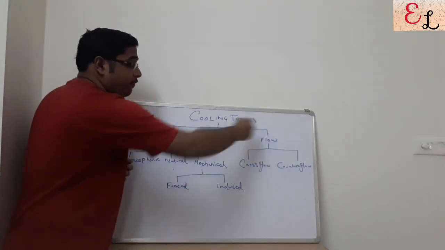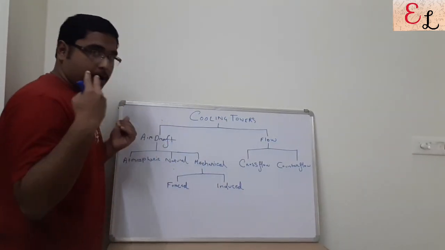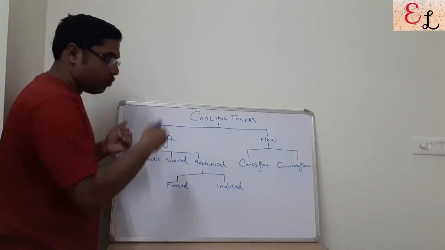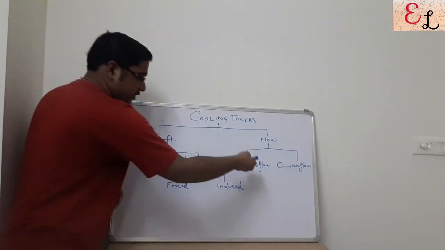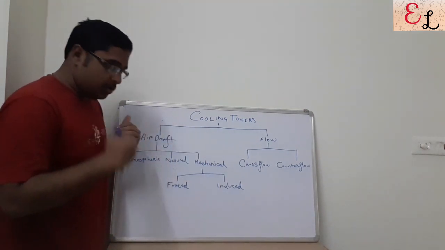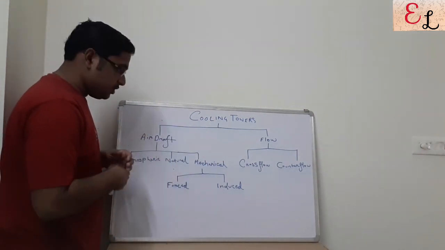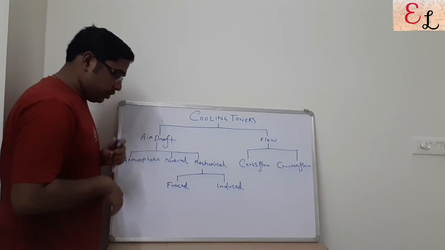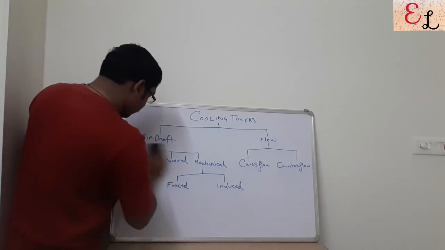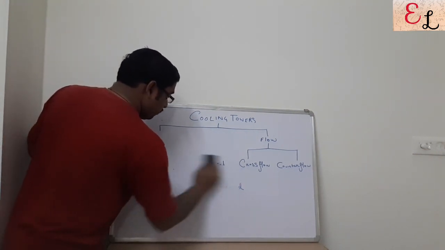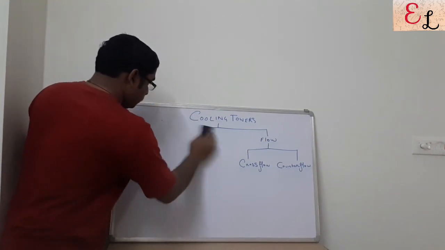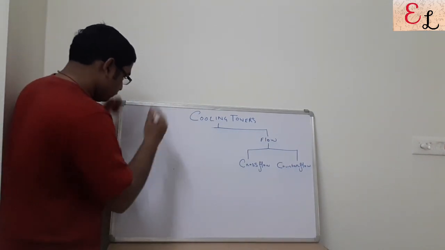Now coming to the type of flow, there are basically two types available: crossflow and counterflow. We are going to come to each of them, and to the advantages and efficiencies of both types of flow. So talking firstly about the type of draft, the first type is the atmospheric cooling tower.